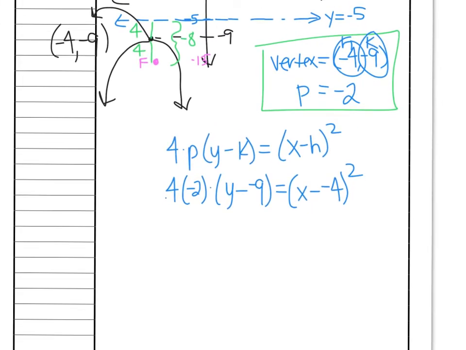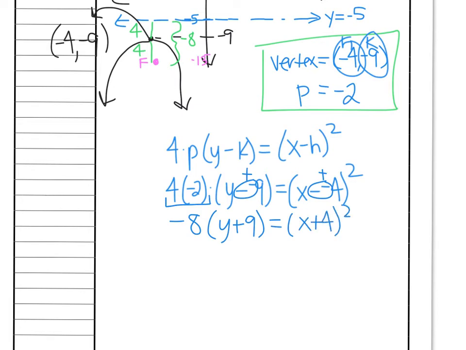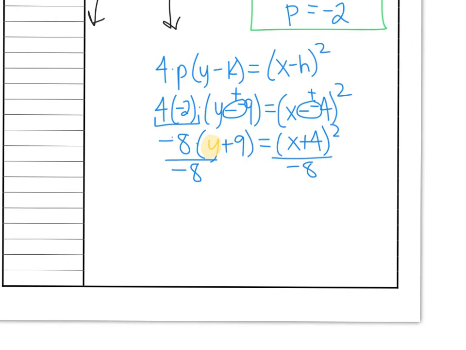Okay? Then from here we've got to simplify. So we multiply the outside numbers, so negative 8 on the outside, parentheses. These two make a plus, so we get y plus 9 equals, and this makes another plus, so we get x plus 4, parentheses squared. Our goal now is to get y alone, so we want to isolate the y. We've got to get rid of that number out front, the negative 8, so we divide both sides by negative 8, and the negative 8's cancel on the left.